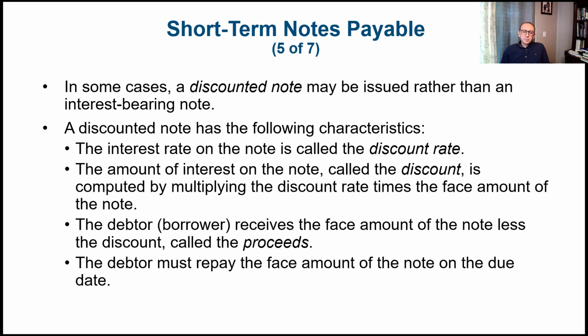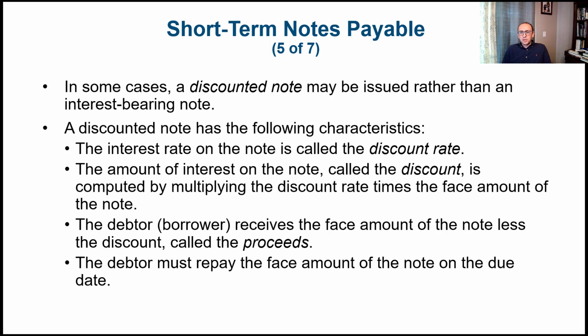So sometimes the agreement is a little bit different. We don't have an explicit interest to be added to the note. Sometimes we use something called a discounted note. So in some cases, a discounted note may be issued rather than an interest-bearing note. Sometimes they refer to it as a non-interest-bearing note, which is a discounted note.